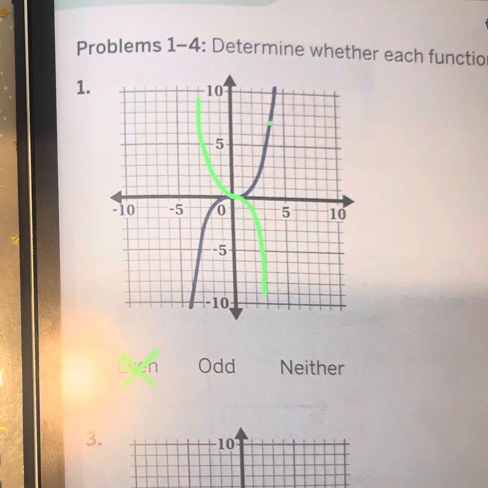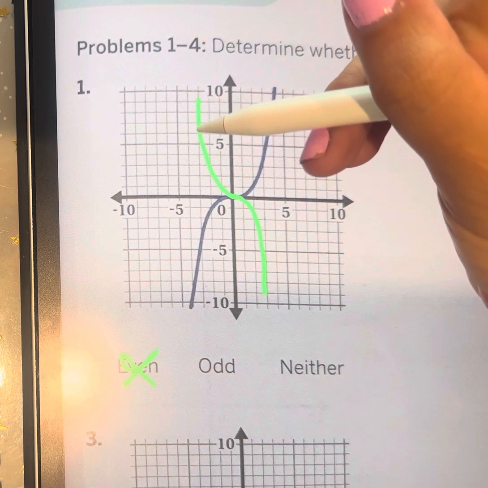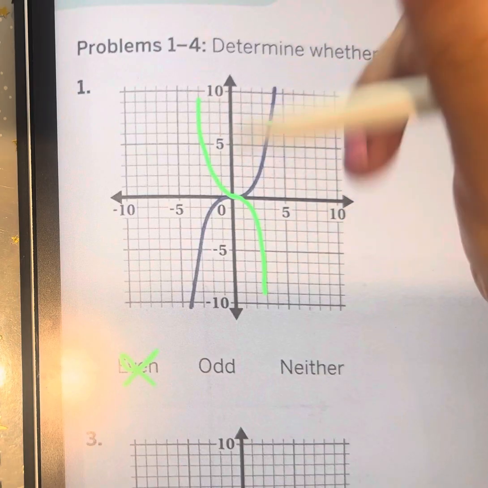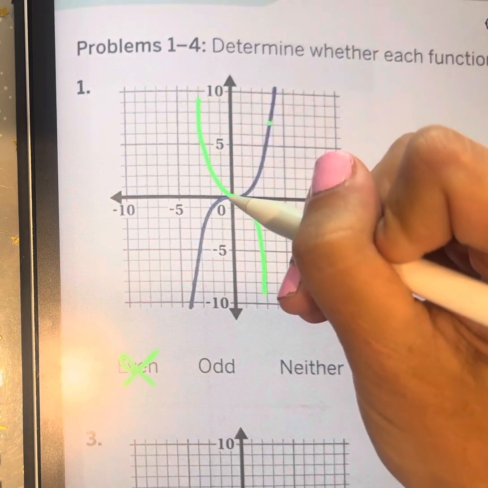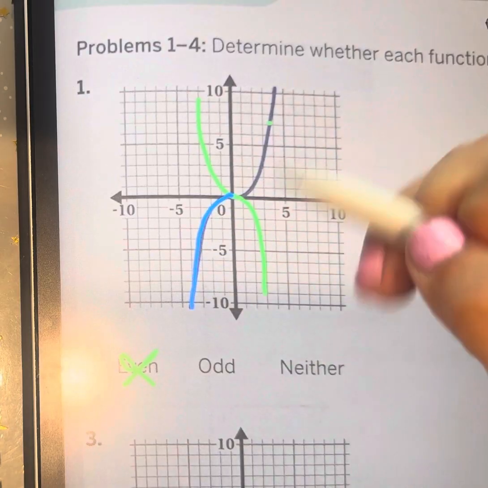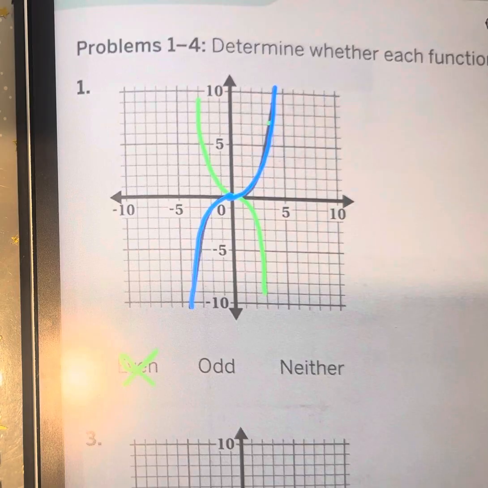Now I just have to check, what if I take the horizontal flipped one and flip it down or up, vertical, flip it vertically. So let's see. This part would flip down. And this part would flip up. And it does fall right back on top of what we started. So this one's odd.